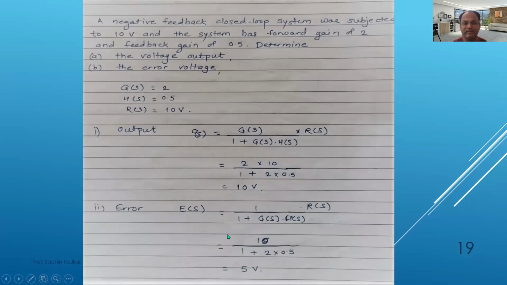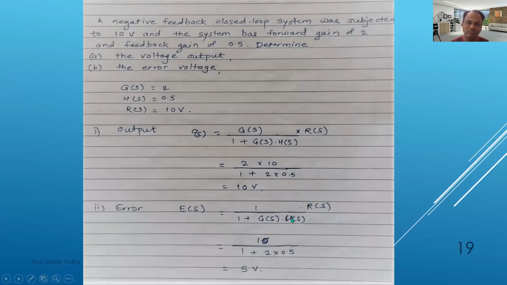Now what error can be there? So error upon output is nothing but 1 upon 1 plus G(S) into H(S). This formula is given in the notes. So you have to use this formula for error calculation also.